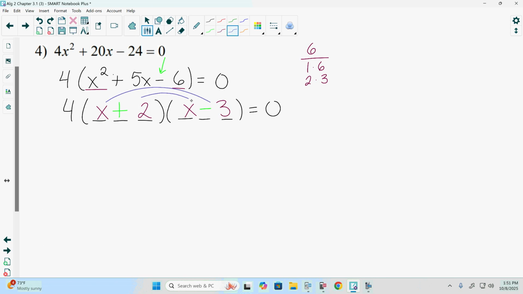X times negative 3 would be negative 3x. 2 times x is going to be positive 2x. And negative 3x plus 2x would give us negative x. Is that the middle term we wanted? No. Now we could switch the 2 and 3.